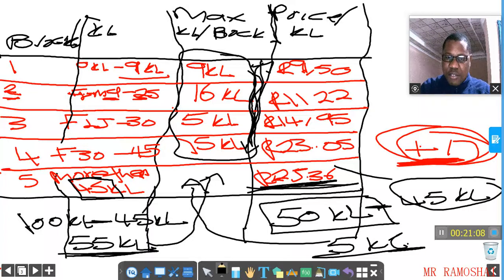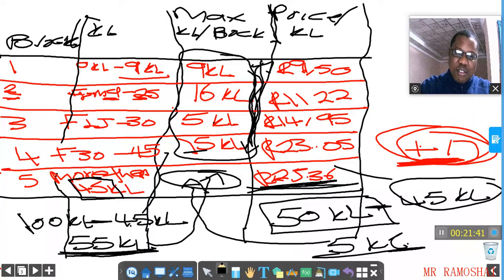Then what happens to this 45? This 45 comes to block 1. 9 of this 45 is going to block 1. 16 of this 45 is going to block number 2. Then 5 of this 45 is going to block number 3. 15 of this 45 is going to block number 4. Then the remaining kiloliters are going to be 55 kiloliters. Then what will happen to them? They will all come to block number 5.